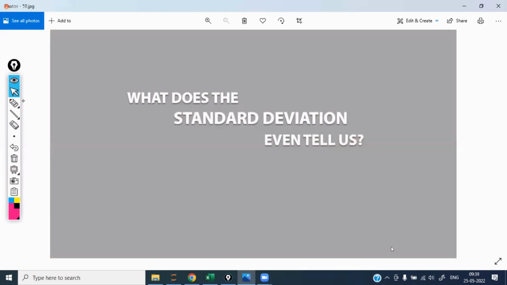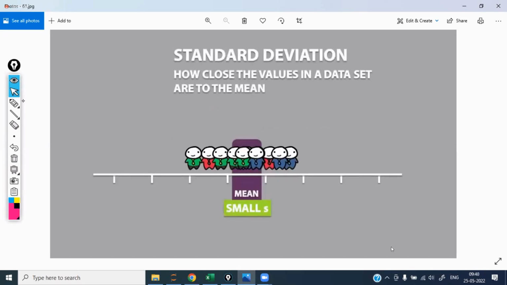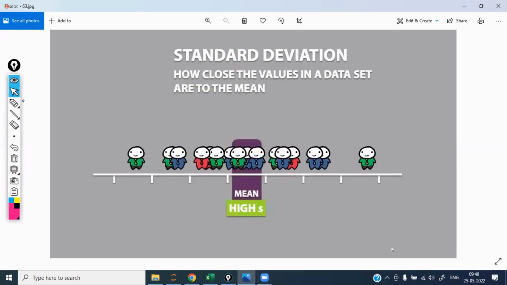Now, what does this standard deviation tell us? What is the use of standard deviation? Data has been deviated from the mean. It tells us how much the values are close to the mean, how much they are deviated. If the deviation is small, every data point is very close to the mean. If the deviation is high, every data point will be somewhat far away. The larger the deviation, the farther the data points. If the deviation is small, they are very close to each other.